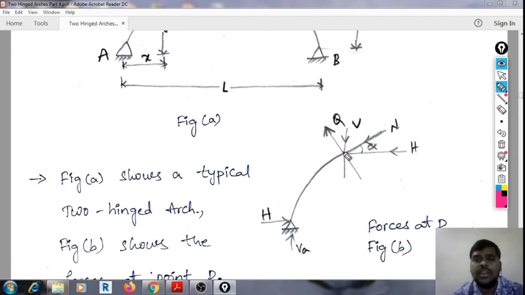This is point D. Here we have a normal thrust, a horizontal thrust, a vertical shear, and also a radial shear. Here we have 4 types of forces. Again I am repeating, this is normal thrust, this is horizontal thrust, this is vertical shear, and this is radial shear.